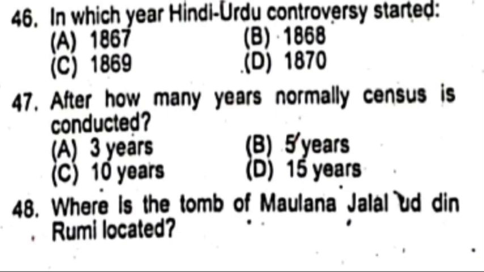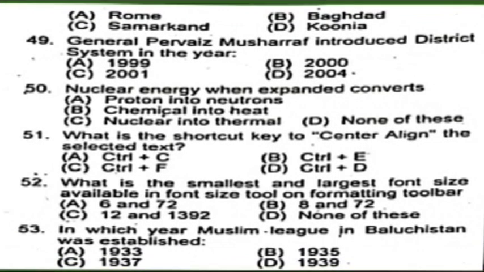After how many years normally census is conducted? Option D after 10 years. 10 سال بعد عموماً مردم شماری کی جاتی ہے. Where is the tomb of Maulana Jalaluddin Rumi located? Option A. Rome. General Pervez Musharraf introduced district system in which year? 2004.